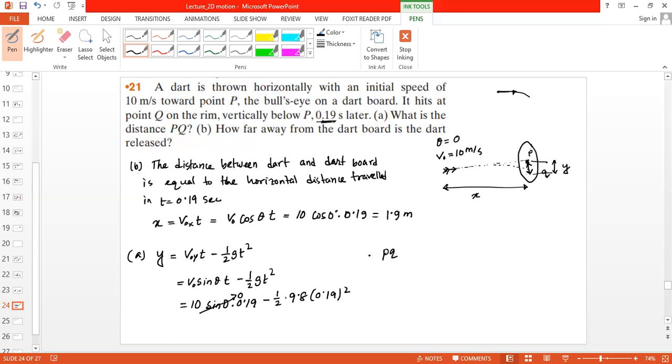So y equals, can you tell me by calculating? Do you have a calculator? Oh, I have to do it by myself. 0.19 into 0.19 into 9.8 divided by 2. That is equal to 0.17.